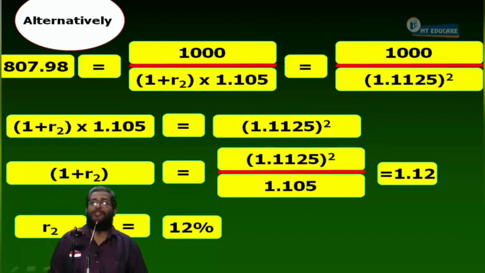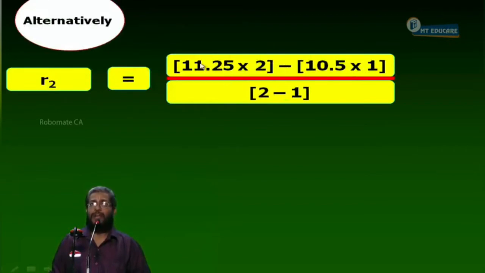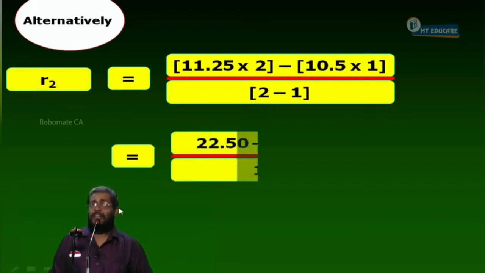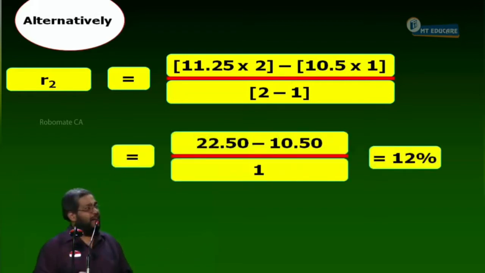Now, sir, this is also very difficult. I don't want to do it. Then the third method, as he said, is very, very simple. Now, tell me, what is the 2 year interest rate? 11.25% per annum. And the 1 year interest rate? 10.5. Now, it's very simple. 11.25 per annum for how many years? 2 years. That means the 2 year interest rate is 22.5, minus the 1 year rate, which is 10.5. 22.5 is the interest rate for 2 years and 10.5 is the interest rate for 1 year. So the second year interest rate here is 12%. This is what we call the bootstrap method.